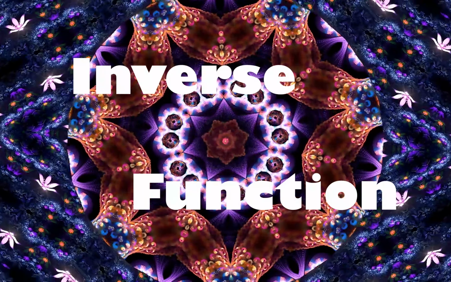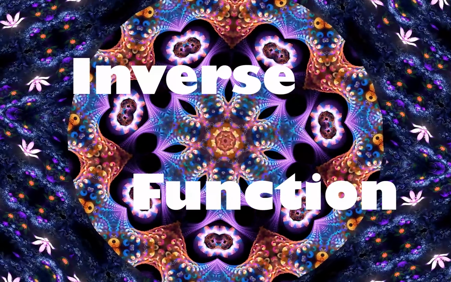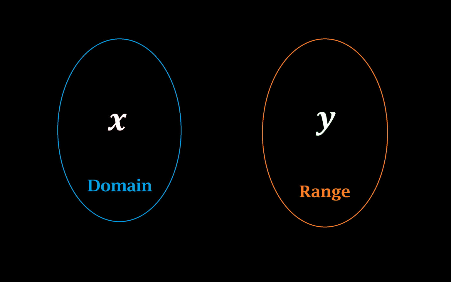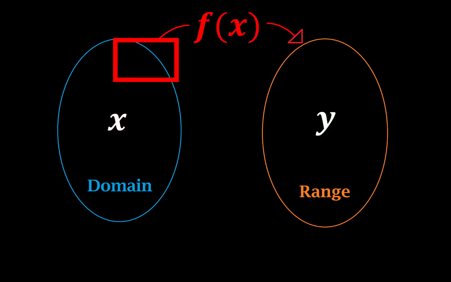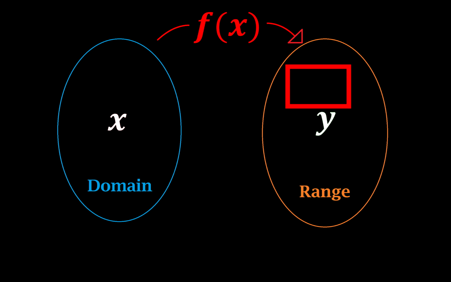In the past, we've looked at a visual representation of how a function works, where the left-hand side is the domain and contains all the inputs of x, and the right-hand side is the range and contains all the outputs of y. What our function f does is take all the elements from the domain and maps them or transforms them to some unique element in the range.